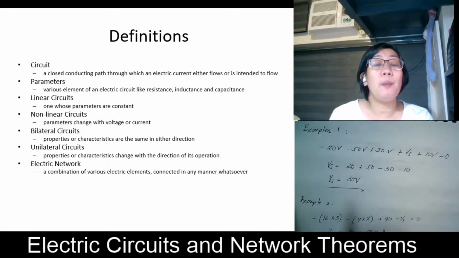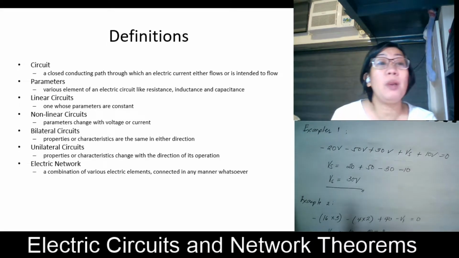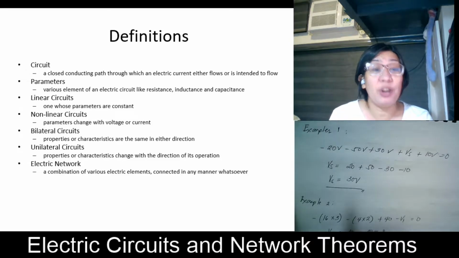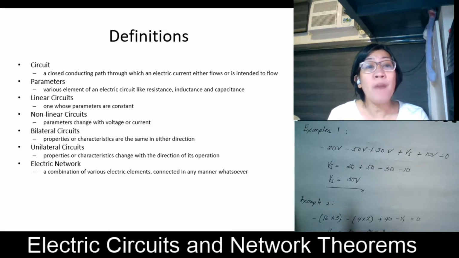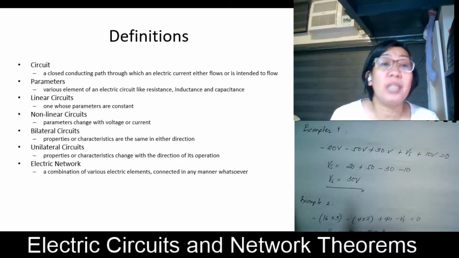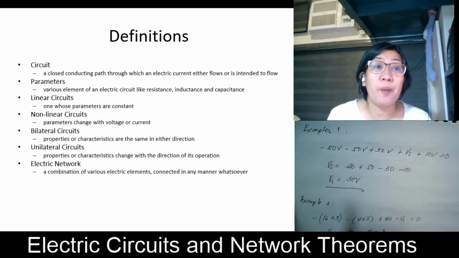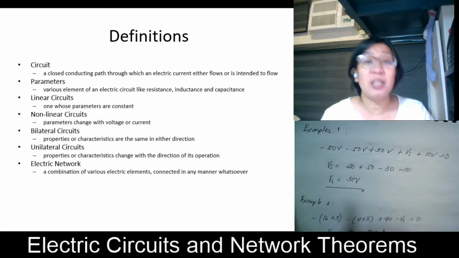Then we also have non-linear circuits. However, maybe we will have a low concentration on this topic. These are circuits with parameters that change with voltage and current. Then we have bilateral circuits, whose properties or characteristics are the same in either direction. A good example of bilateral circuits is transmission lines.